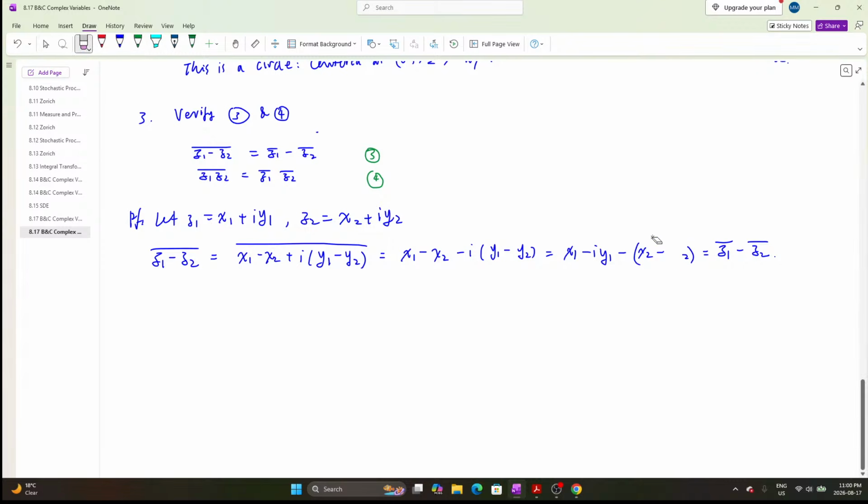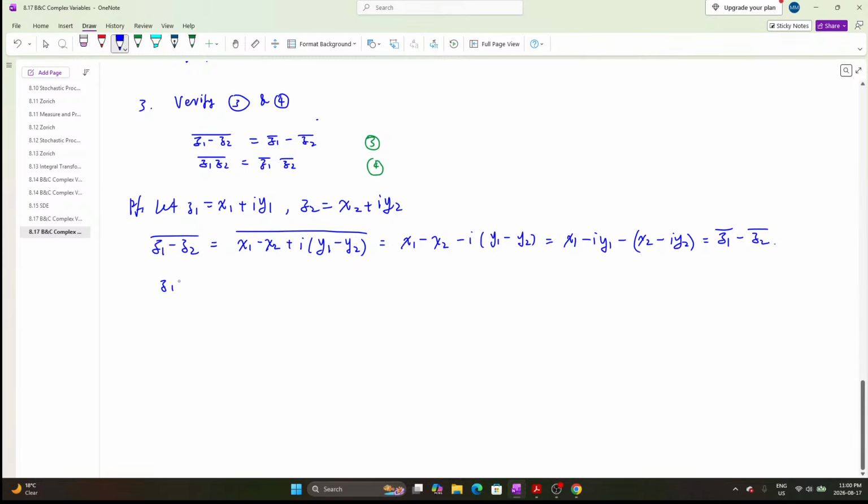Right. So this is the first identity: z1 times z2 bar. Let's compute the conjugate of z1 z2, where z1 is x1 plus iy1 times x2 plus iy2. Expand, and we're tempted to use this property, but we can't do that. That's illegal. We need to prove it.